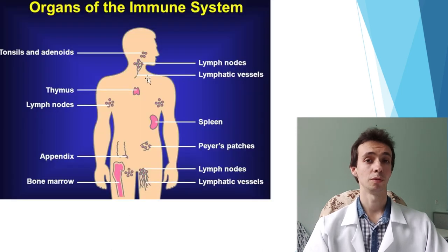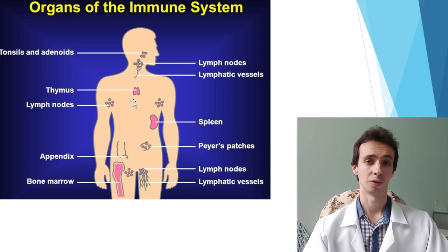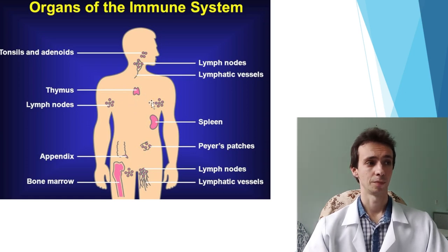There are a number of immune organs all over our body where lymphocytes are born, developed, matured, and trained to fight different threats to your body. And it's the thymus. It's the spleen, it's of course bone marrow, it's a lot of lymph nodes, lymphoid tissues, your tonsils.